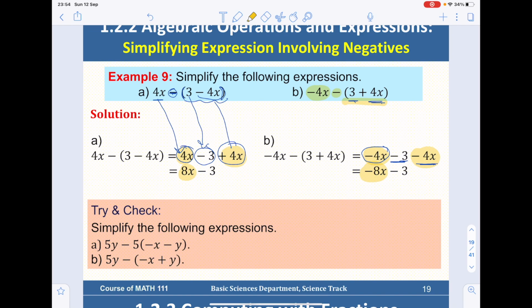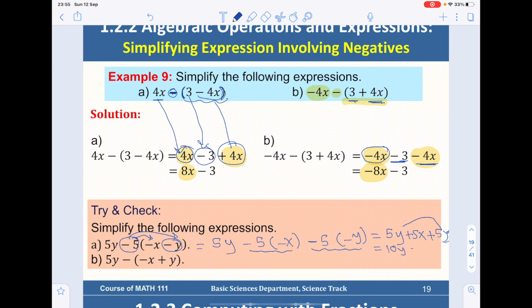Now let's try and check this question. Simplify the following expression. Same thing. I have 5y, so I'll put it as it is. Then I will distribute negative 5 to negative x, and then negative 5 to negative y. So negative 5 times negative x, then negative 5 times negative y. Again, I'll put 5y, and I will do these operations. Negative 5 times negative x is plus 5x, and negative times negative is the same, a plus 5y. So I'm going to add this 5y with this 5y, so I will have 10y plus 5x.